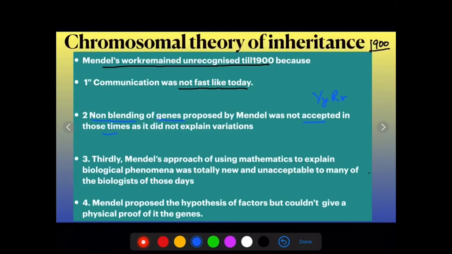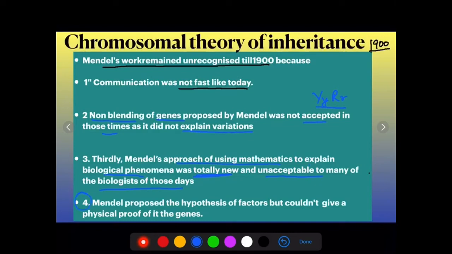Why? Because it could not explain the variations seen in nature. The variations practically seen in nature could not be interpreted by this non-blending of genes, so the biologists of those times did not agree with what Mendel said. Third, the approach of using mathematics to explain biological phenomena was totally new in those times. People knowing biology had very poor knowledge of mathematics, so this new concept was unacceptable to many biologists of those days.